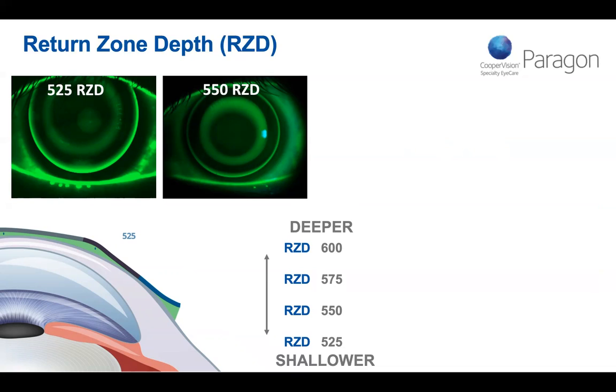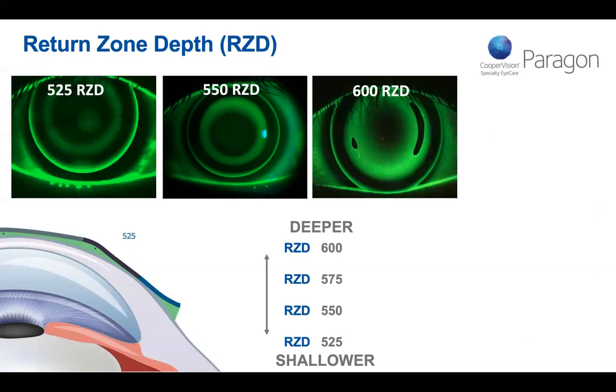Oppositely, if we increase the sagittal depth of the lens too much, as you see here, from 550 RZD to a 600, there's too much fluorescein in the depth between the lens and the cornea. You can see there's a very small central treatment zone with an insertion bubble. And if we saw this lens, we would know we want to decrease the RZD by 1 or possibly 2 steps to achieve the nicely centered lens as seen in the middle.